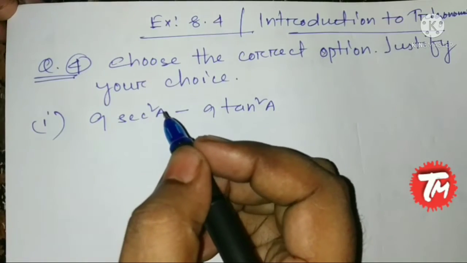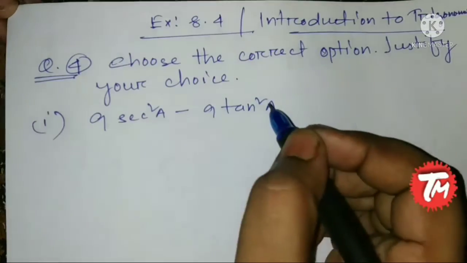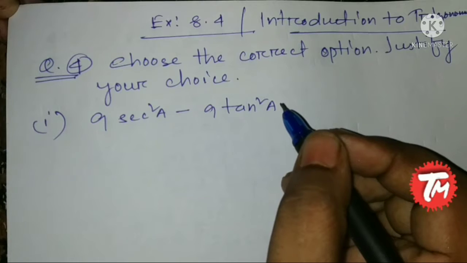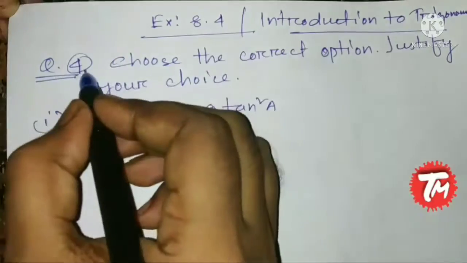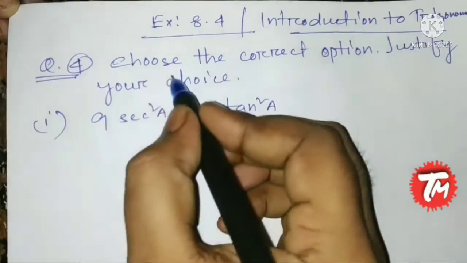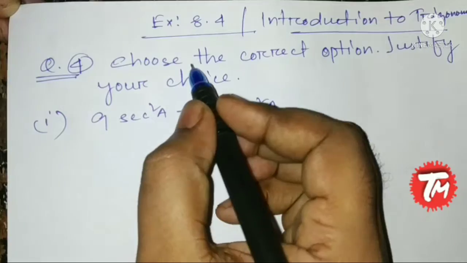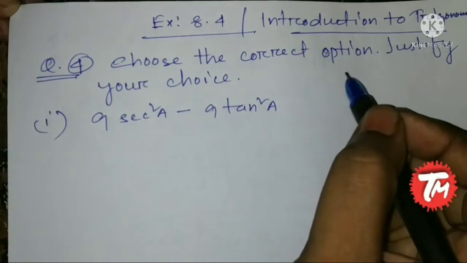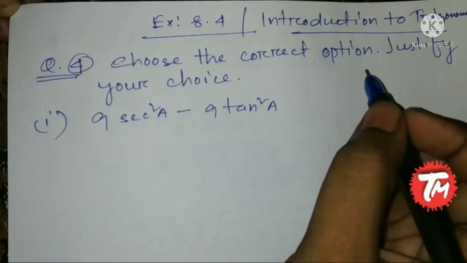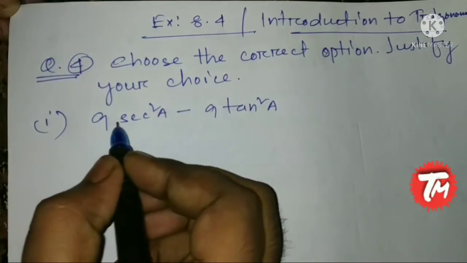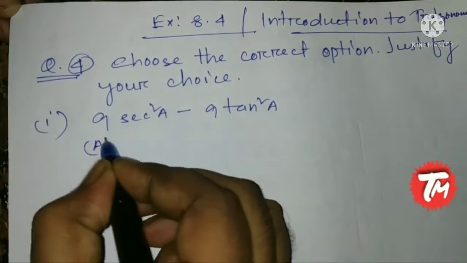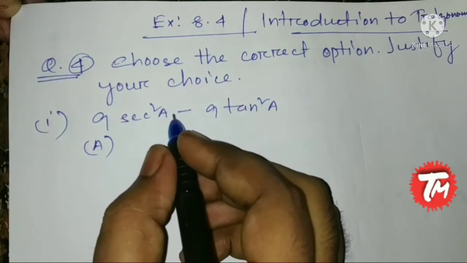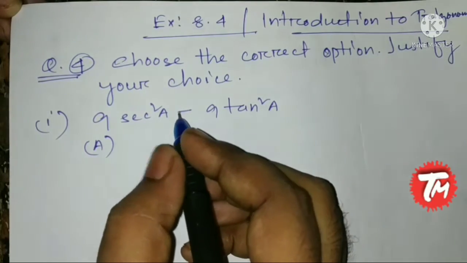Today we are going to do some problems of the Introduction to Trigonometry chapter, Exercise 8.4, question number 4.1. Question number 4 says: choose the correct option, justify your choice. Question number 1: 9 sec square A minus 9 tan square A. Here options are given, and we have to write which option is correct.